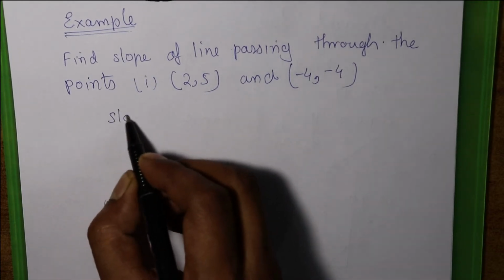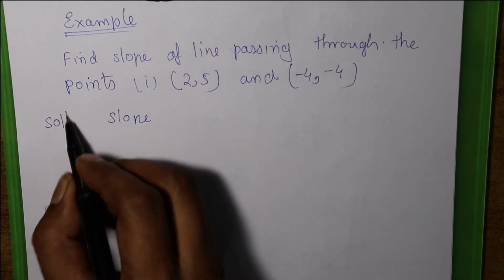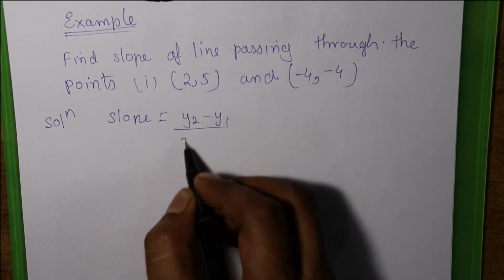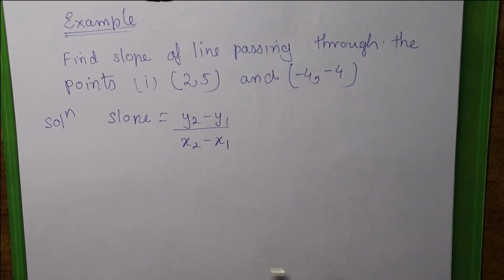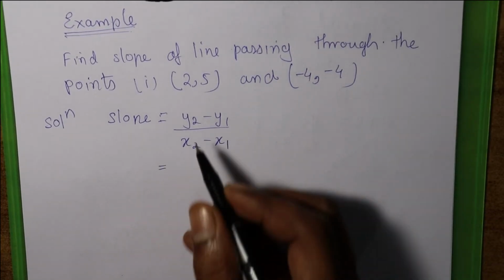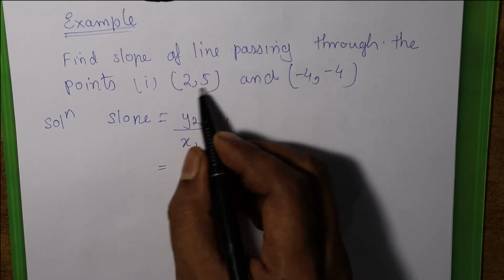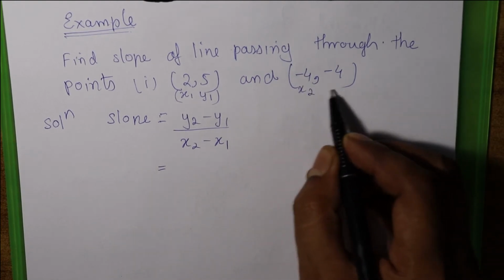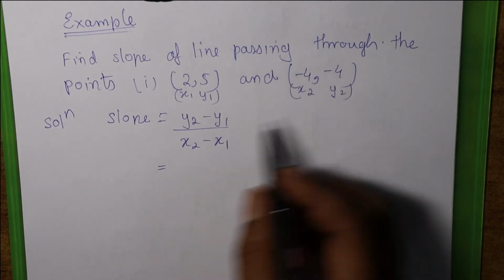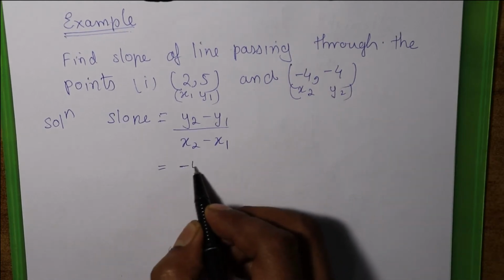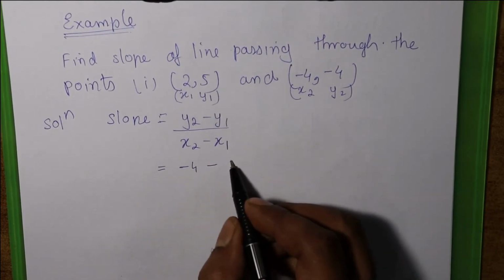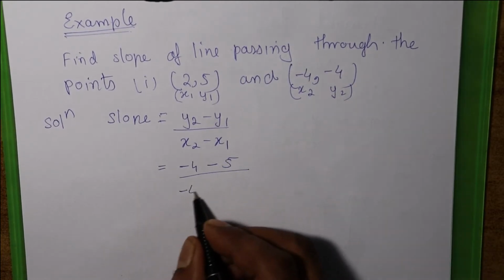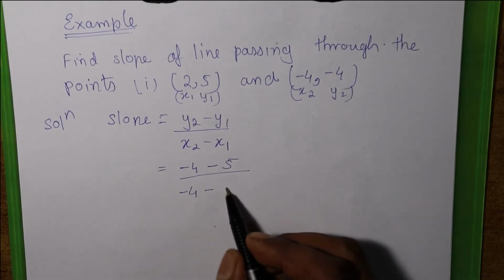So as per the formula of slope, it is y2 minus y1 upon x2 minus x1. So here, let's represent here itself that this point has coordinates x1, y1, and this point has coordinates x2, y2. Therefore the value of y2 is minus 4, y1 is 5, whereas x2 is minus 4 and x1 is 2.